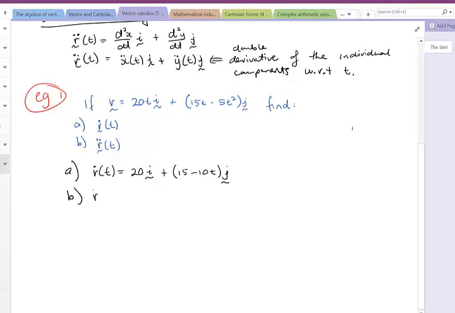When we look at the second derivative, we'll continue on from the first derivative. So the derivative of 20 is 0, so 0 in the i direction. And in the j direction, the derivative of 15 is 0, and the derivative of negative 10t is negative 10. So we're left with negative 10j. So that means our second derivative is simply negative 10j. And it's as simple as that. There's our first and second derivatives.